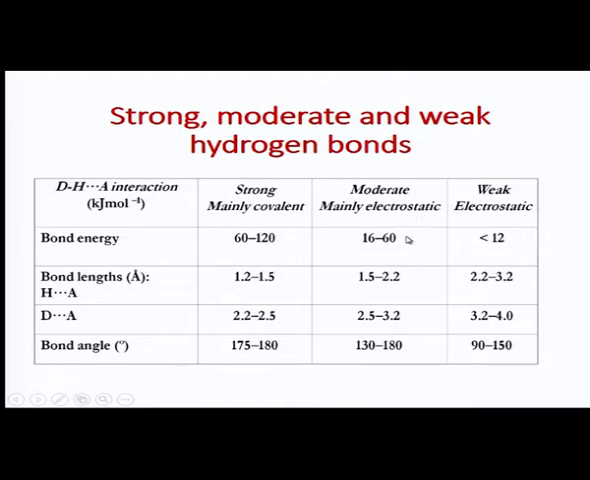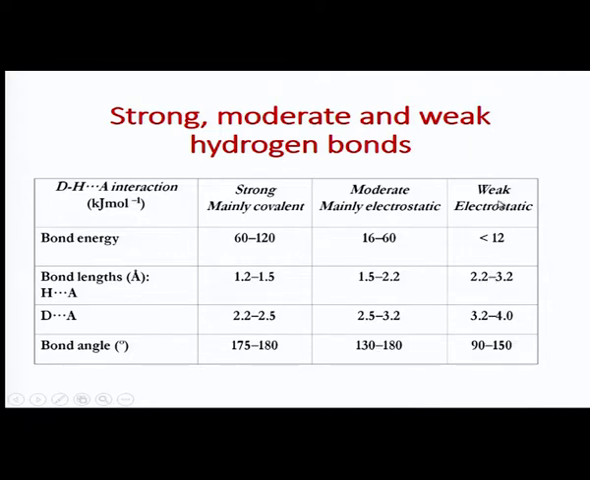If the bond energy is between 16 to 60 kilojoule per mole, this is lesser than the previous one, and the bond length H...A is 1.5 to 2.2. So, this will be larger than the previous one, and the donor acceptor distance is 2.5 to 3.2. So, this is longer than this. Then the bond angle will be shorter than the linear case, 130 to 180.